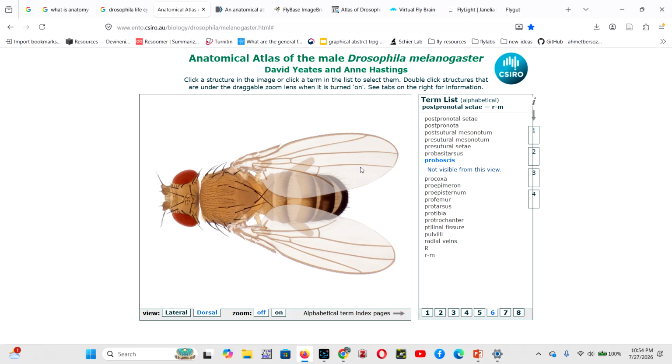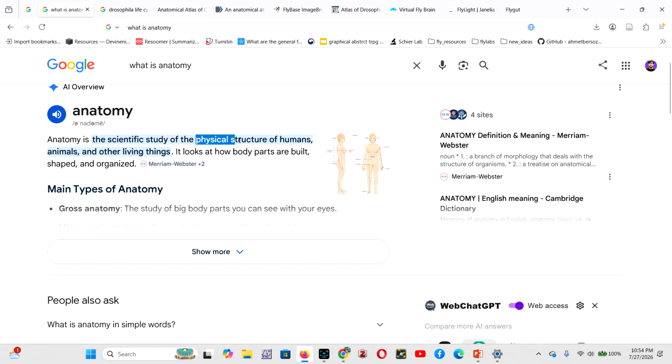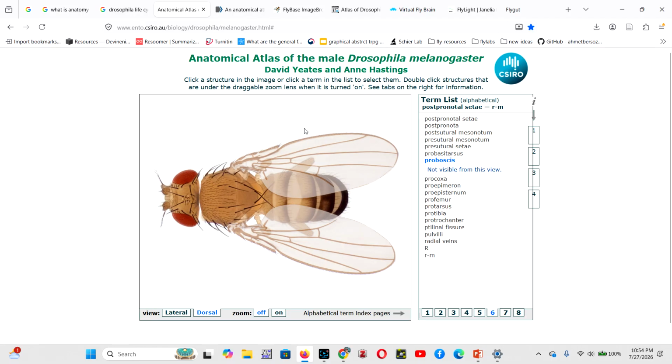First of all, if you are very new to this field or to this model organism, this link is very important because it's going to give you a very good idea about different parts and how they are built. As I mentioned, anatomy is not only about the physical structure, it's about the build, the shape, and the organization. So this website tells you about these things in a very systematic way.